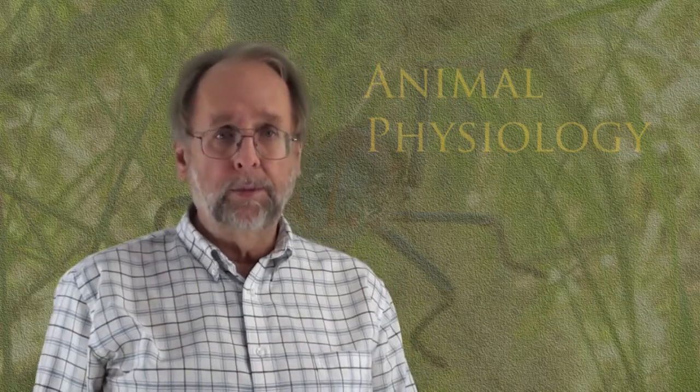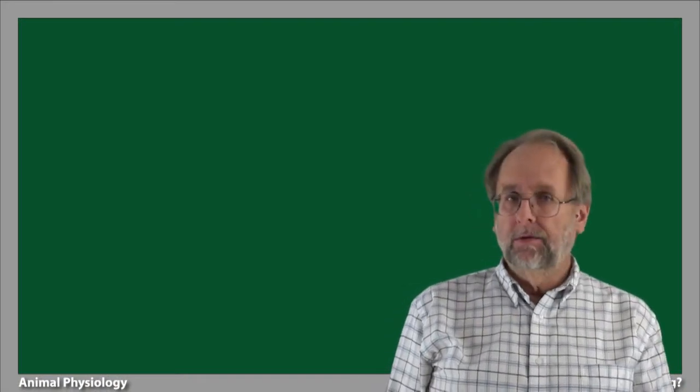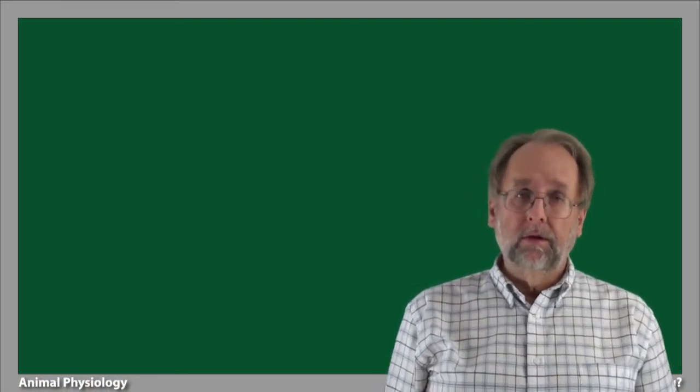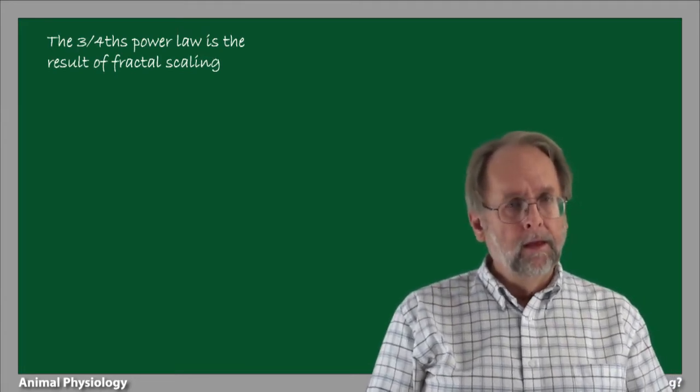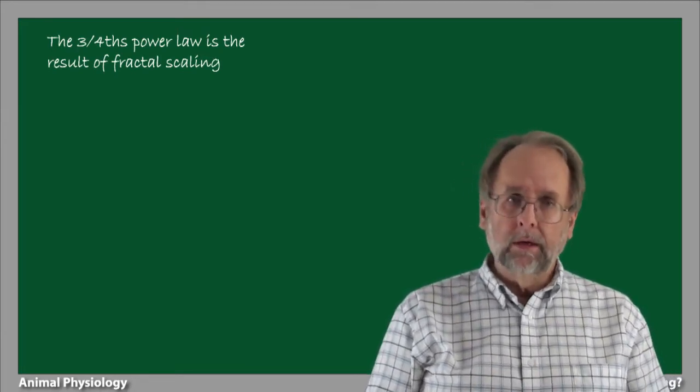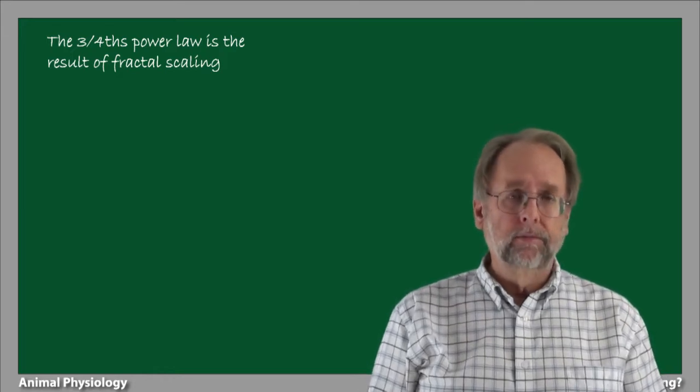the body. The model I will describe now is motivated by that same presumption, but now it's centered around the exchange of things like respiratory gases, nutrients, and wastes. This model assumes that the three-fourths power law is the result of a so-called fractal scaling of metabolism with body size. We have to establish what we mean when we say fractal scaling.